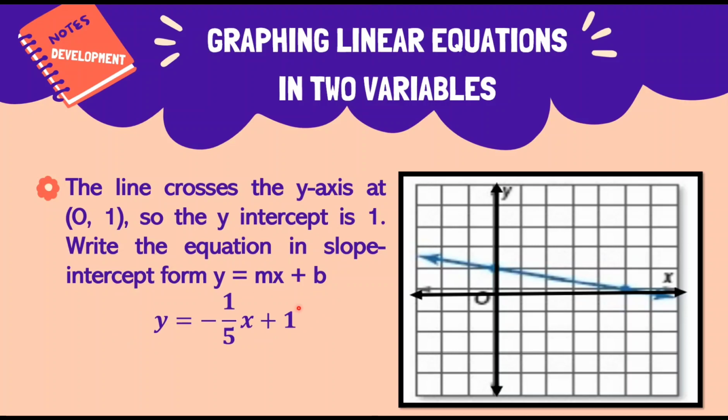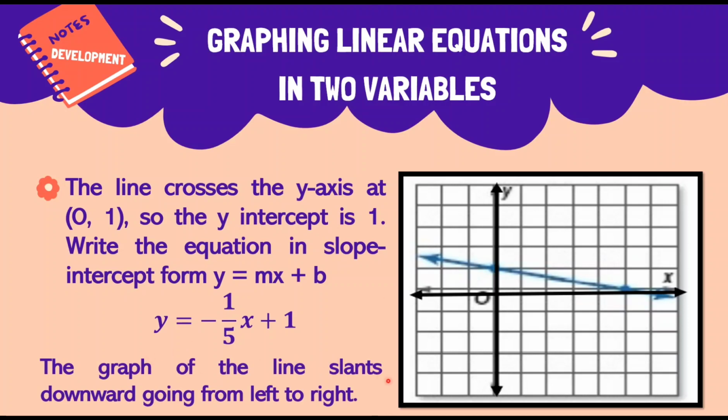Now, let us interpret the graph. So as you can see, yung graph natin, siya ay nag-slant. Slant siya from left to right. So what will be the interpretation for this graph? So the graph of the line slants downward. So pababa siya, di ba? Going from left to right. So tatandaan nyo, kapag ang graph ay nag-slant or slants downward from left to right, ang atin pong slope ay negative. So in contrary, kapag siya naman ay rises from left to right, syempre ang atin pong slope ay positive. Okay?